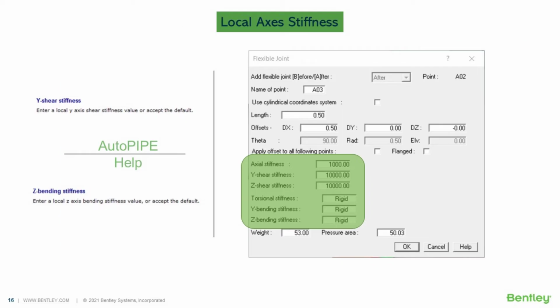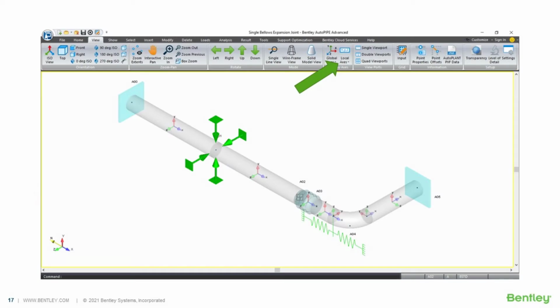When you're entering the stiffness values into the dialogue of the flexible joint, keep in mind that AutoPIPE is asking for these in the local axis. This is something that's very important that might not be immediately known. If you use the contextual help on the shear or bending inputs, you will see these explanations shown on the left. For Y shear stiffness or for Z shear stiffness, you want to enter a local Y or Z axis shear stiffness value or accept the default. And for Z bending stiffness or Y bending stiffness, you want to enter a local Y or Z axis bending stiffness value.